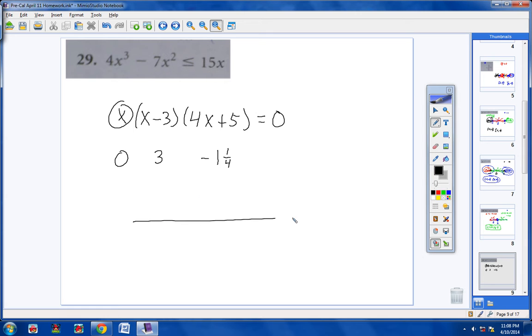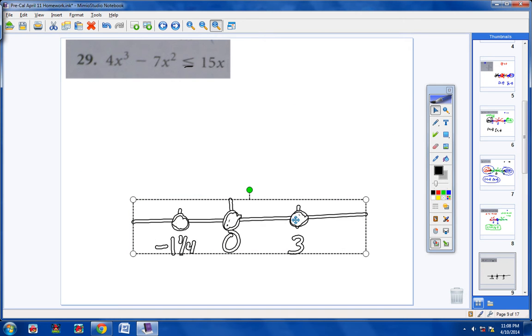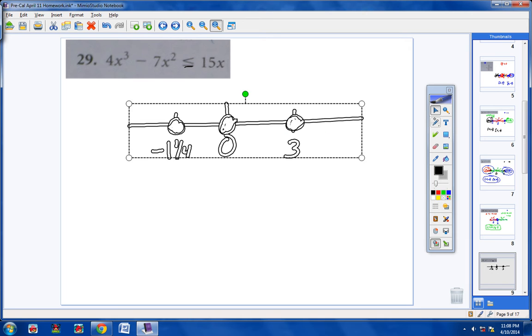So I'm going to go ahead and put my number line right here. Here's 0. Here's 3. Over here is negative 1 1/4. And all of these points will be closed points because of the equal sign right here under the inequality. All right, so there we go. Now let's get rid of all of this. Let's pull this up so we have a little bit of room to write things, and let's get started.